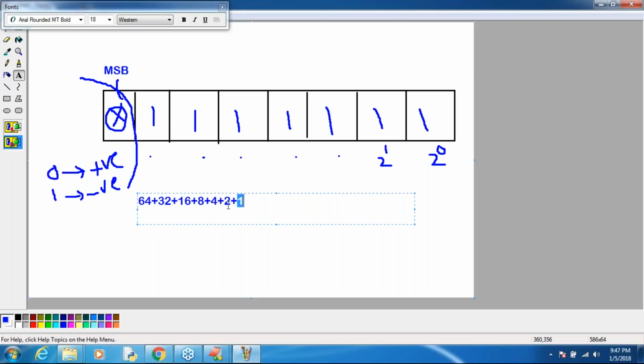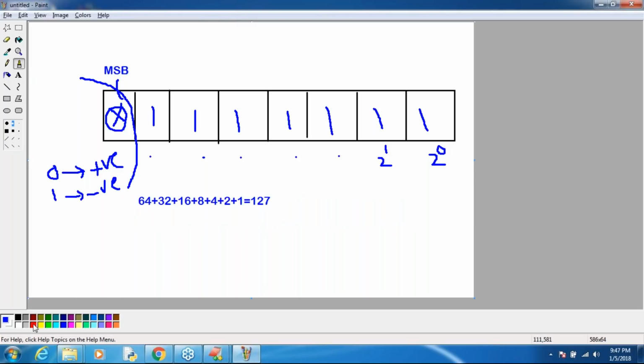Sir, this is 2 power 0, 2 power 1, 2 square, 2 cube, 2 power 4, 2 power 5, 2 power 6. What is its value, sir? Anyone, can you please tell? 127. So by using 8 bits, the max value you can represent is plus 127. That's what you people should be aware of.